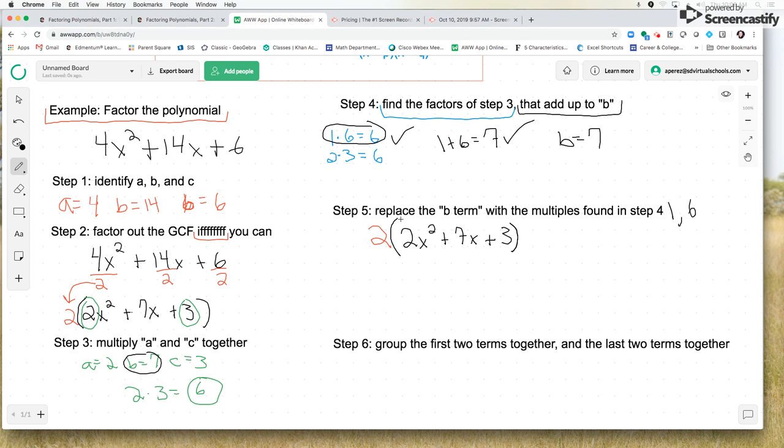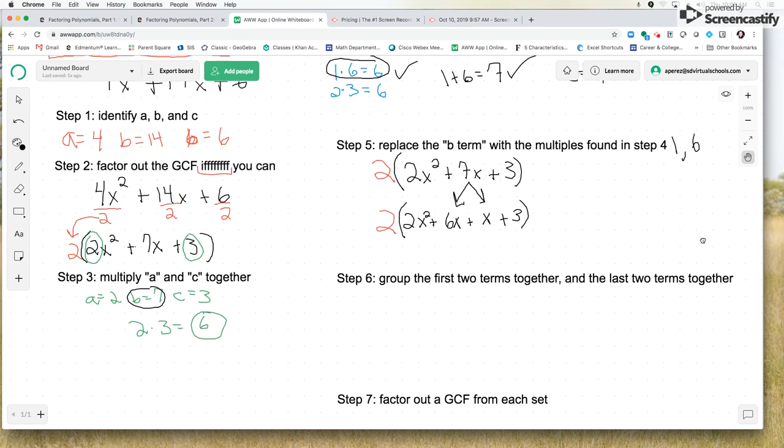Now, so replace the b term with the multiples found in step 4. So my b term is 7x. So I'm going to replace it with a 6x and a 1x. Now, notice I haven't changed the value of this problem at all, because what is 6x plus x? Well, it's 7x. So it still has the same value, right? It's still a 7x. I just changed the way it looked a little bit. And that's really important for you to understand in equations, and being able to manipulate them without changing the value.